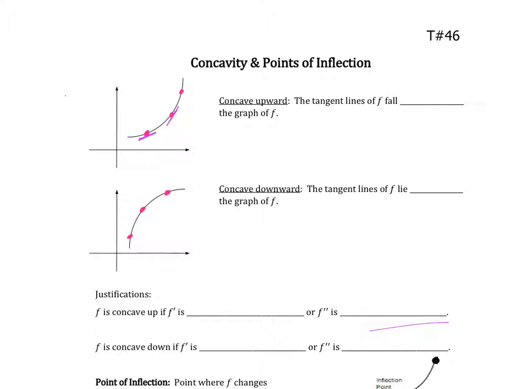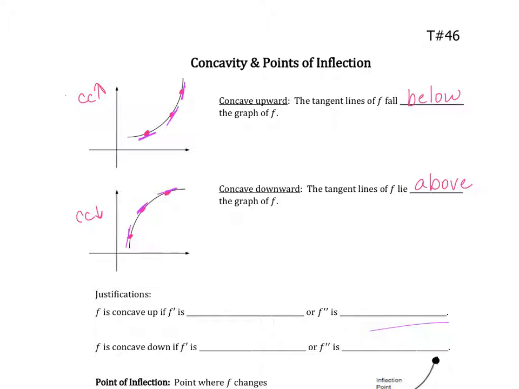And when you do that, hopefully you drew something like this. So notice that when you have a graph that is concave up, and that's what this one is, the tangent lines fall below the graph of f. Versus a concave down piece, the tangent lines of f lie above the graph of f.